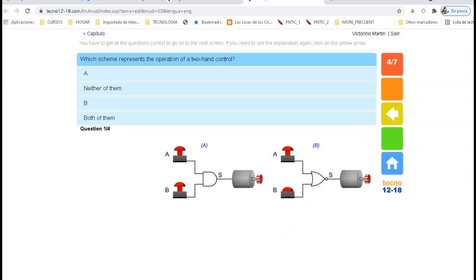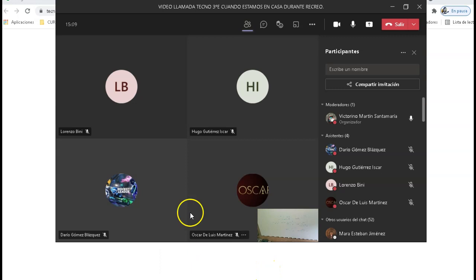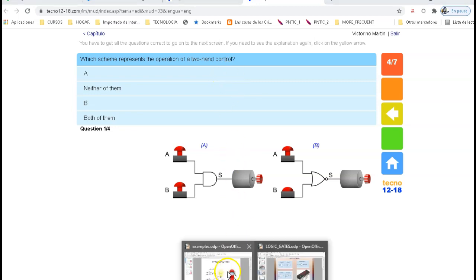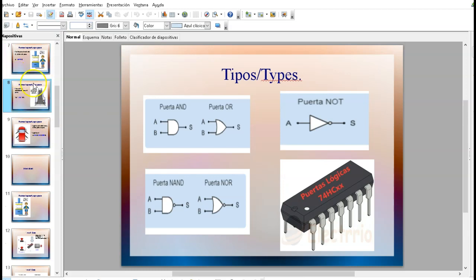Questions. Okay, so I will address some questions for you. Lorenzo Vino, are you ready? Are you with us? Yes. Okay, so question for you, Lorenzo. Which of the two schemes represents the operation in a two-hand control? Remember that the two-hand control is this one.